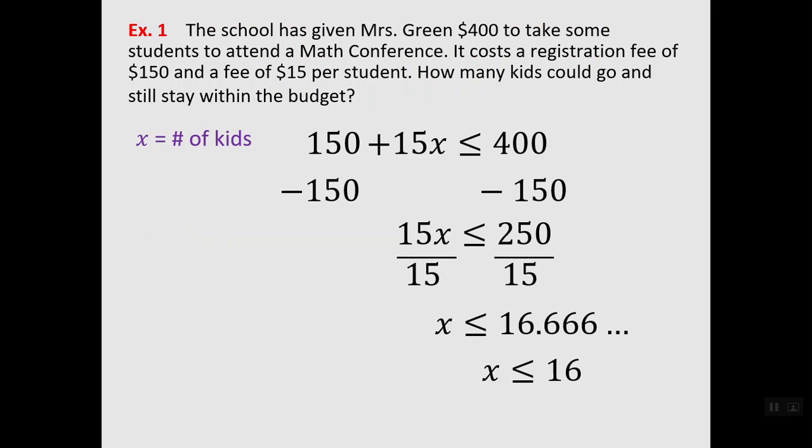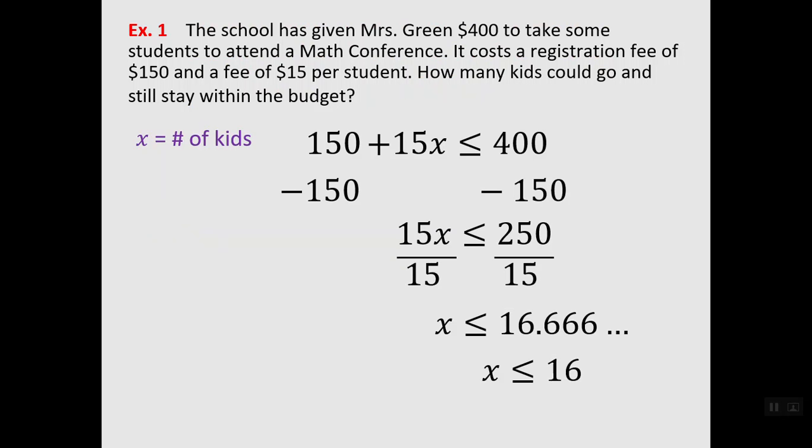We're saying that x, the number of kids, can be anything 16 or less. We're not saying it has to be 16. If it were 16 kids, we'd make it within the budget, but what if she just decided to take only 2 kids? Would she stay within her budget? Sure. What about 5 kids? She'd stay within the budget there too.